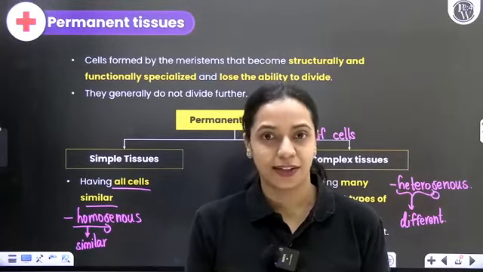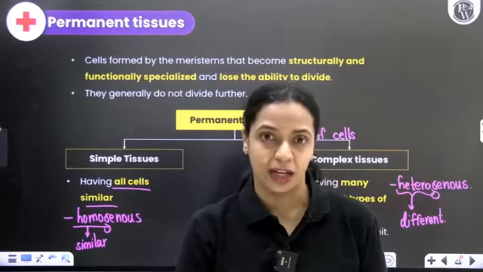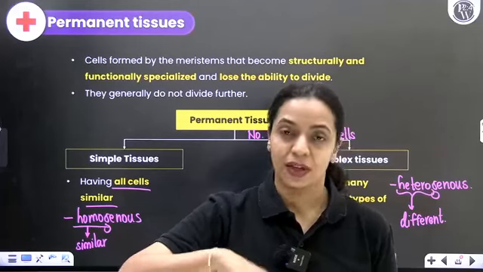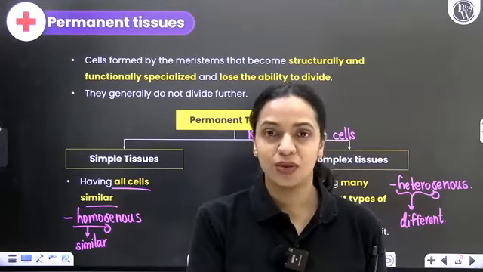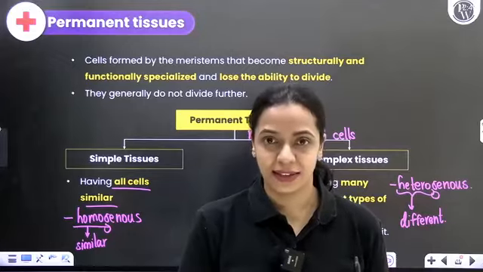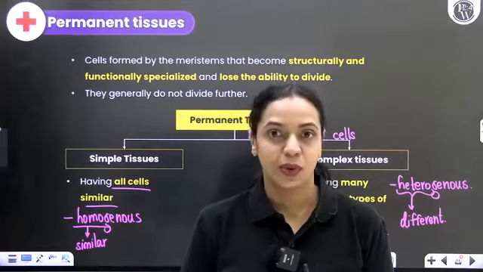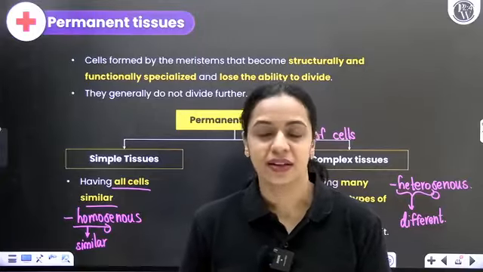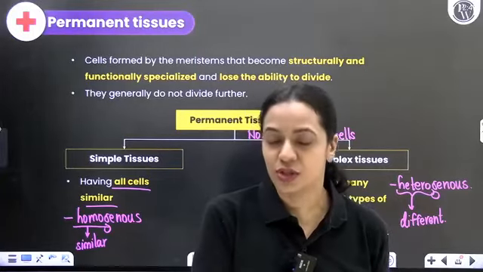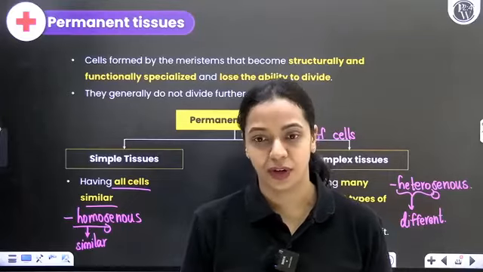So these permanent tissues, depending upon what they will become, will modify themselves. So all permanent tissues will not have the same structure. In some tissues, you will find the cell wall being very thin. In some tissues, you will find the cell wall being very thick. Some tissues are living, some tissues are dead. So depending upon what its job is, it will modify itself accordingly.